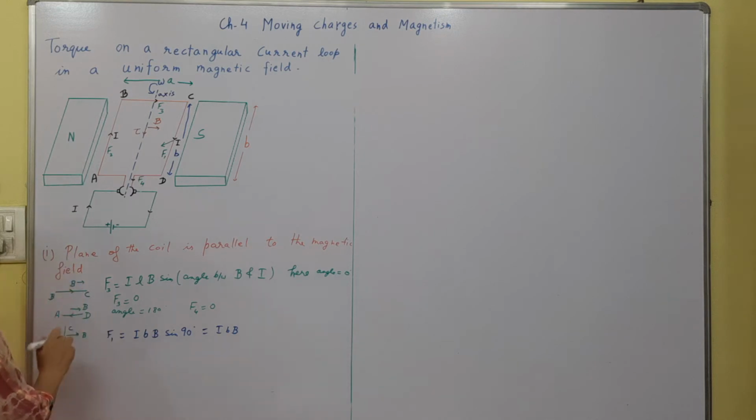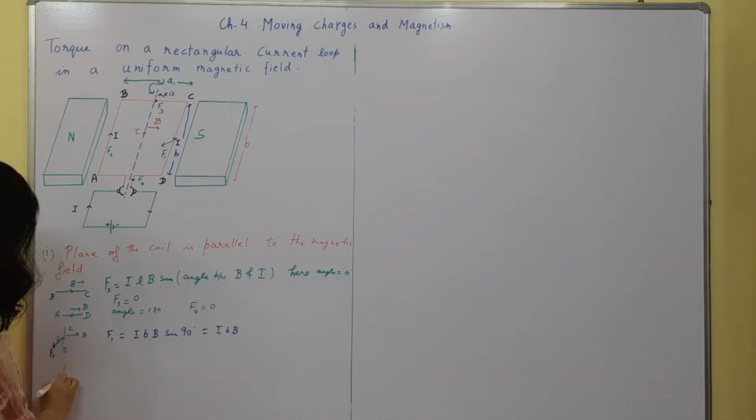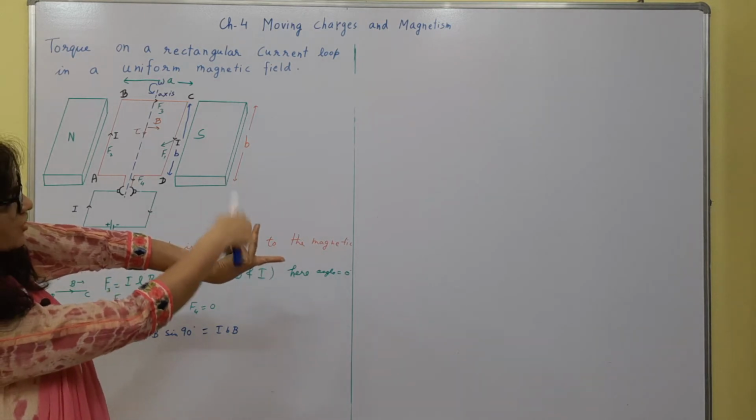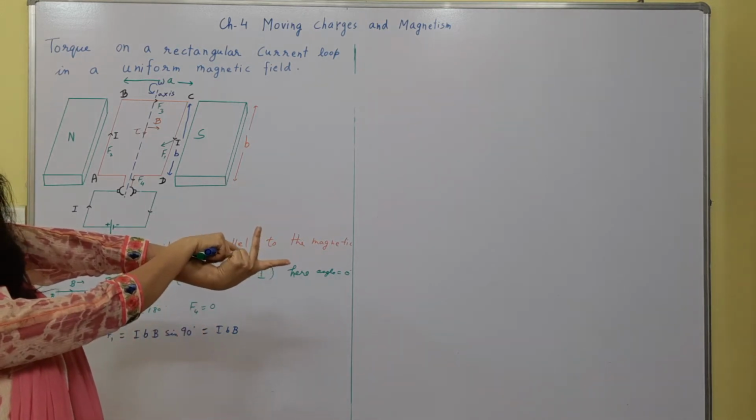Similarly, we can find the force acting on the AB part. If I am talking about the AB part, this is the direction of current and this is the direction of magnetic field. What will be the direction of force? This is the magnetic field, this is the current, so the magnetic force will be normally inward. Look at this, normally inward, because my thumb is in the inward direction.